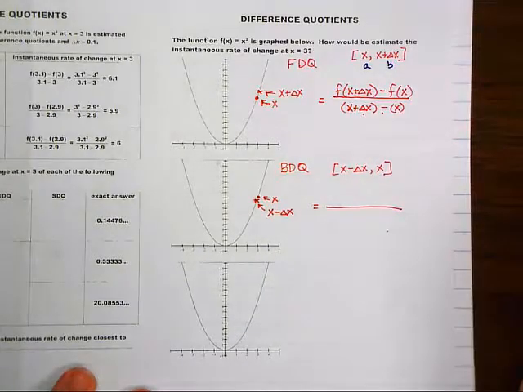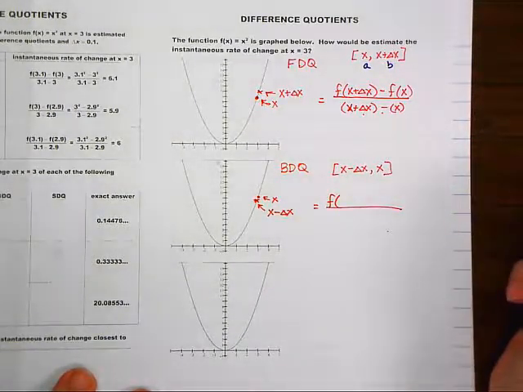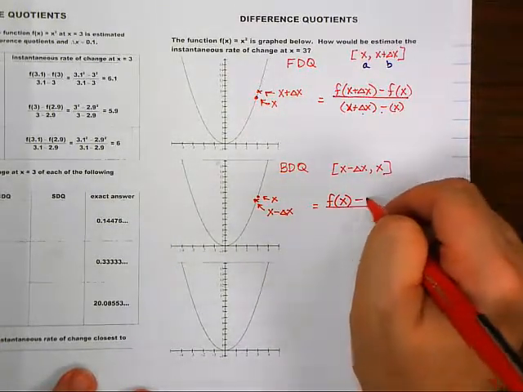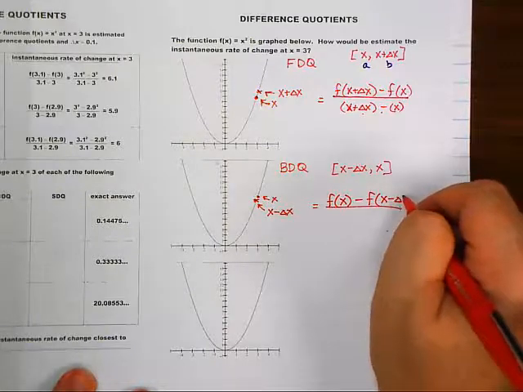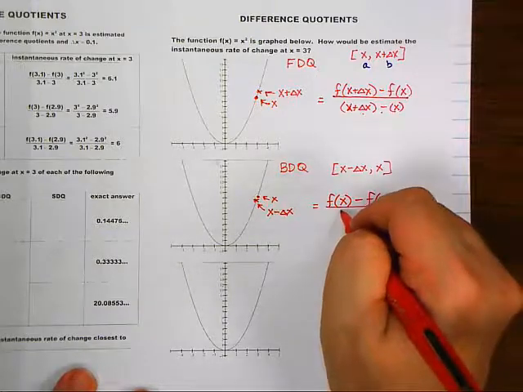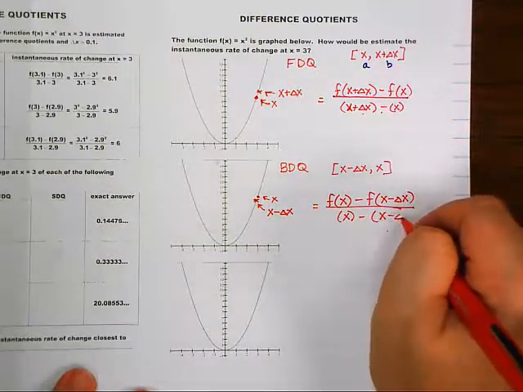Equals fraction bar. F of, which one first? X. Always the second one first. Minus f of x minus delta x over the b, which is x, minus the a, which is x minus delta x.